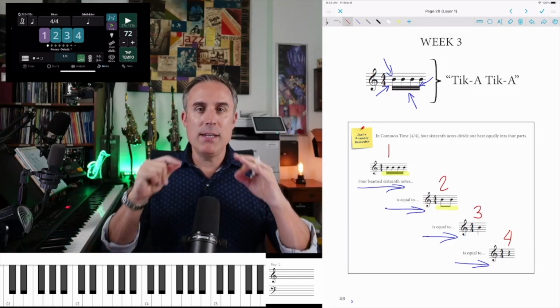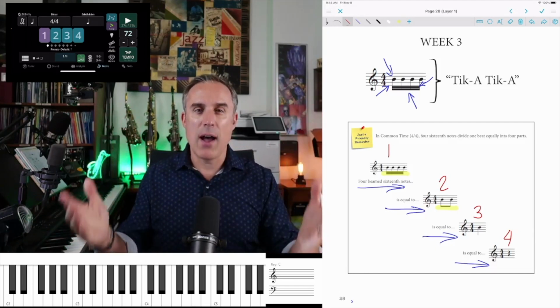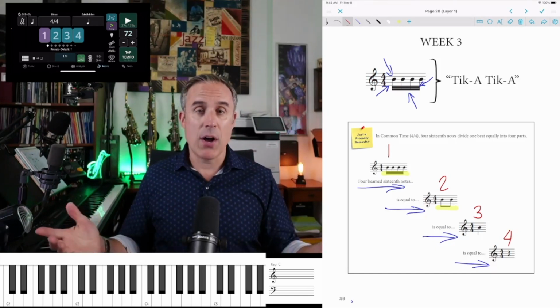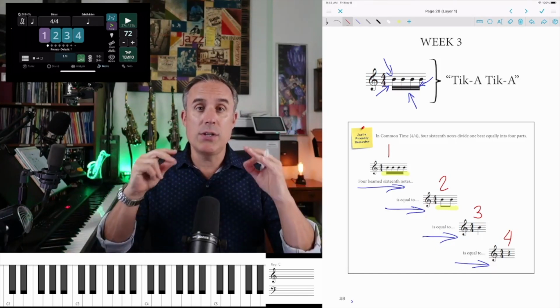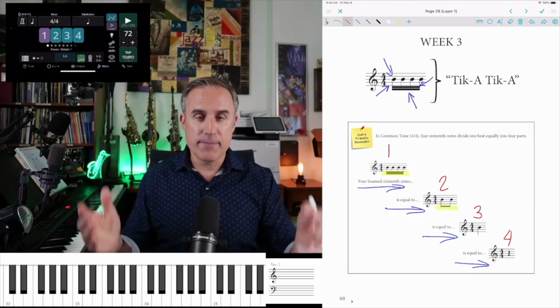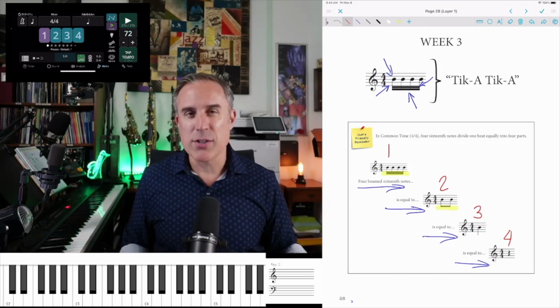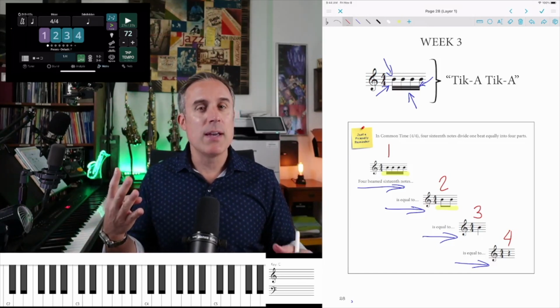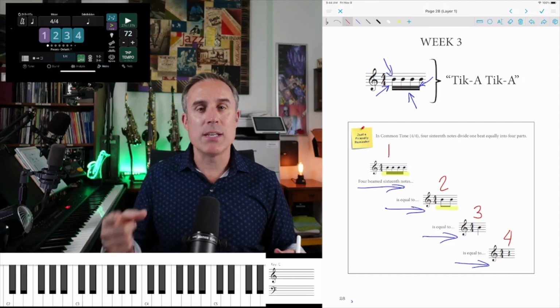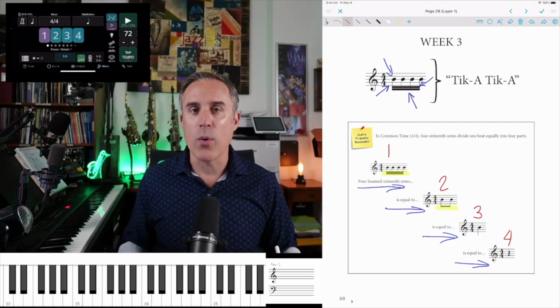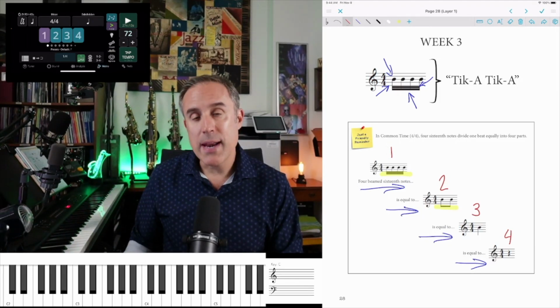Tik-A Tik-A Tee Ta, and then a rest on beat 4. Sung: Tik-A Tik-A Tee Ta. Next measure. Okay, so hopefully that helps you better understand that 4 16th notes is equal to 2 8th notes is equal to 1 quarter note or 1 quarter rest. And now we're ready to dive into some exercises and practice everything we just learned.